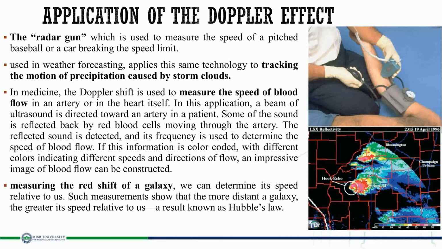Precisely. If the blood flows toward the transducer, the frequency shifts up. If it flows away, it shifts down. The computer color codes this information to create an image of blood flow speed and direction. It is wild that the same math works for blood cells and storm clouds.